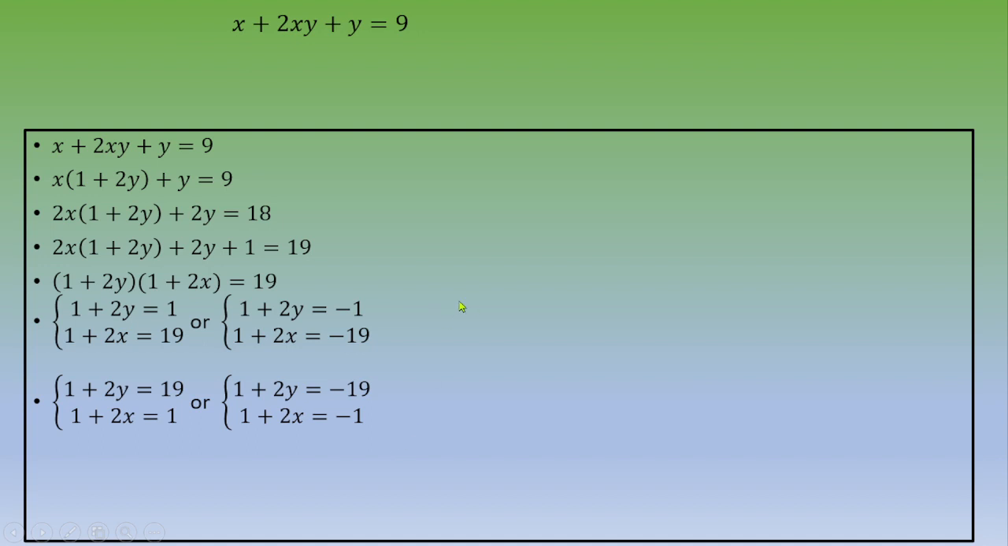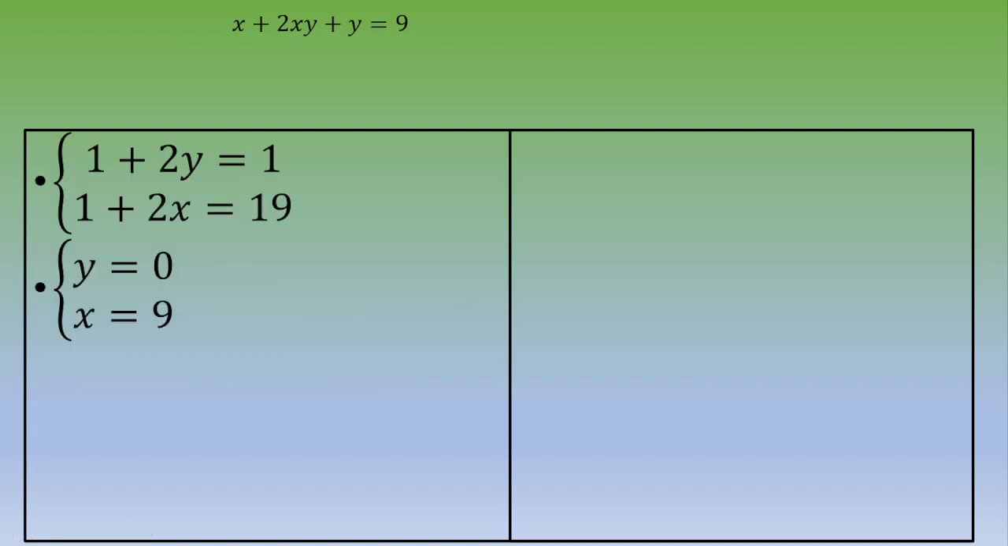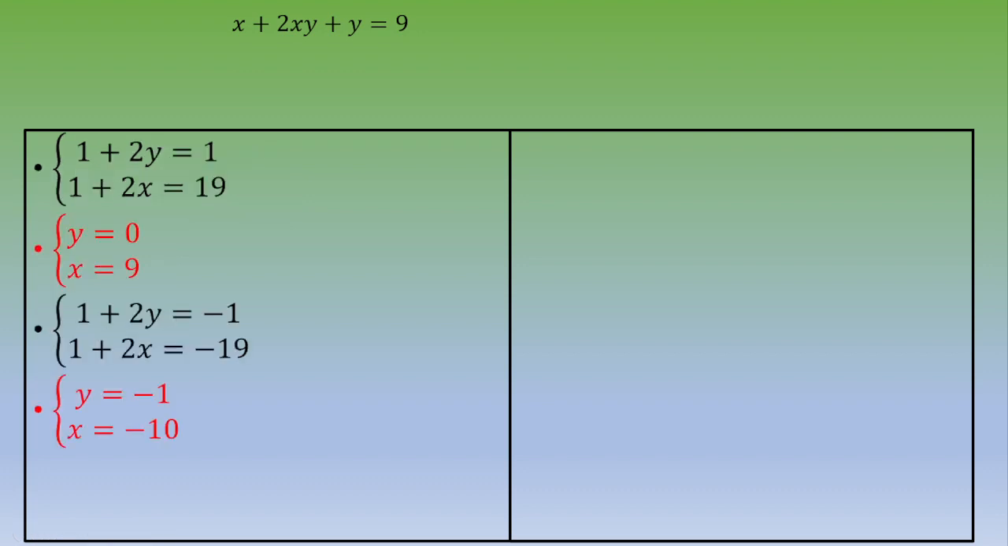Let's solve the systems one by one. The first one: 1 plus 2y equals 1 and 1 plus 2x equals 19, you get y equals 0 and x equals 9. The second one: 1 plus 2y equals negative 1, 1 plus 2x equals negative 19. So you get y equals negative 1, x equals negative 10.